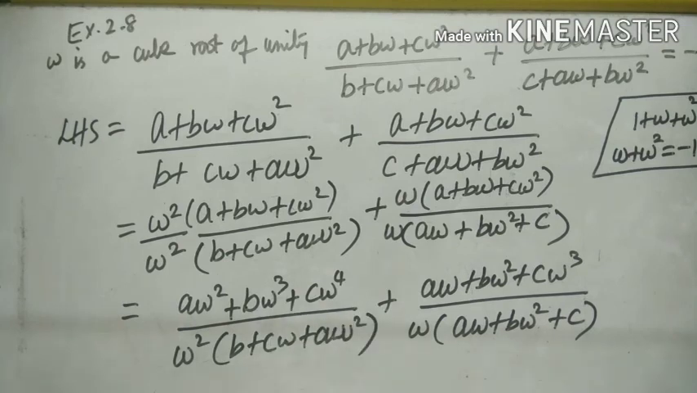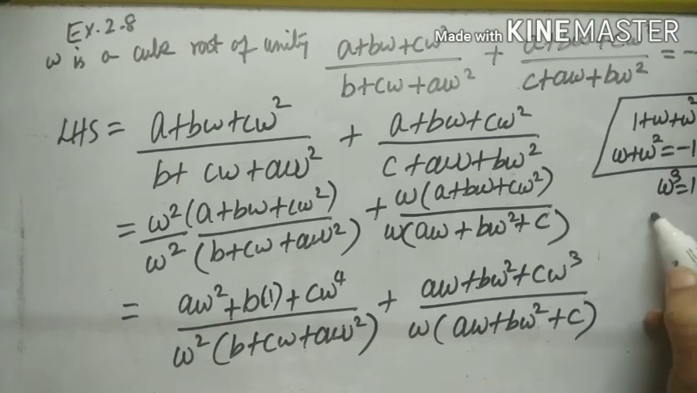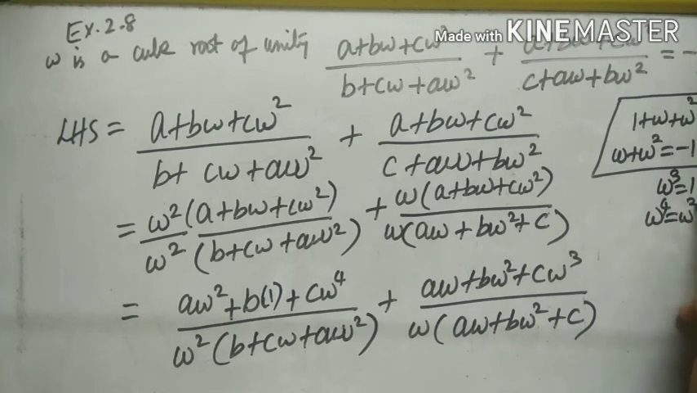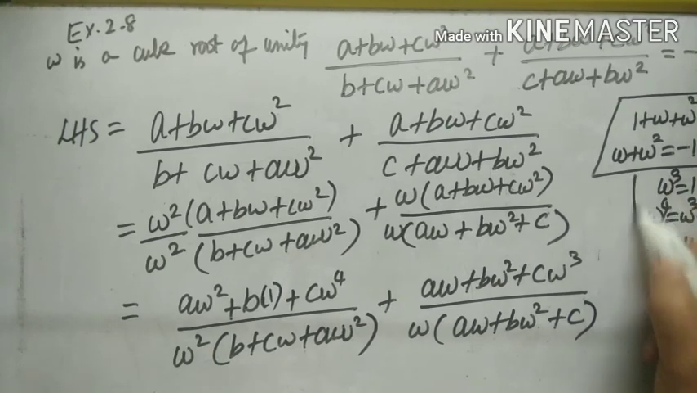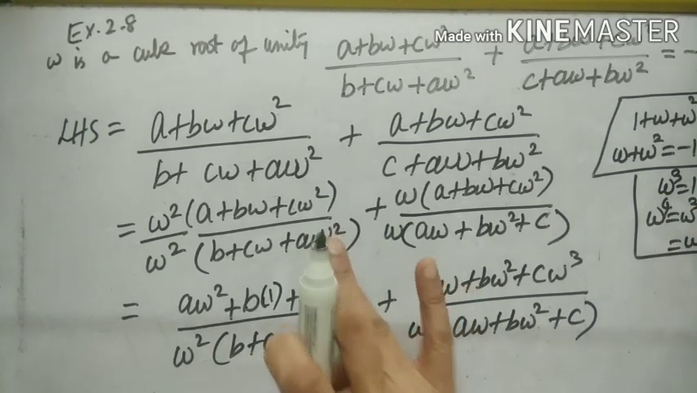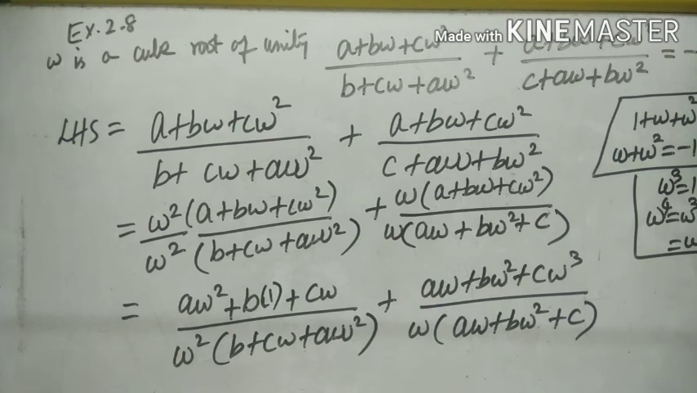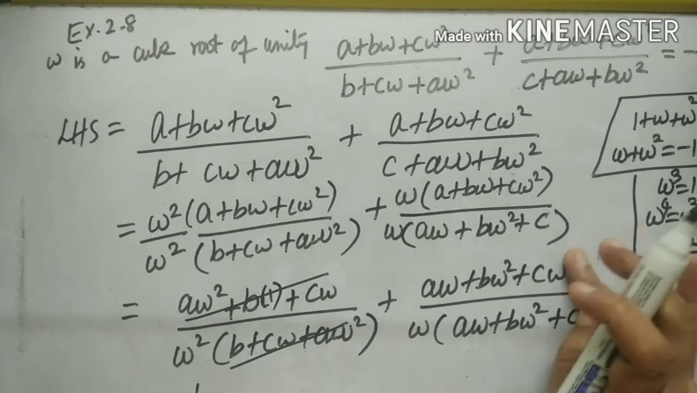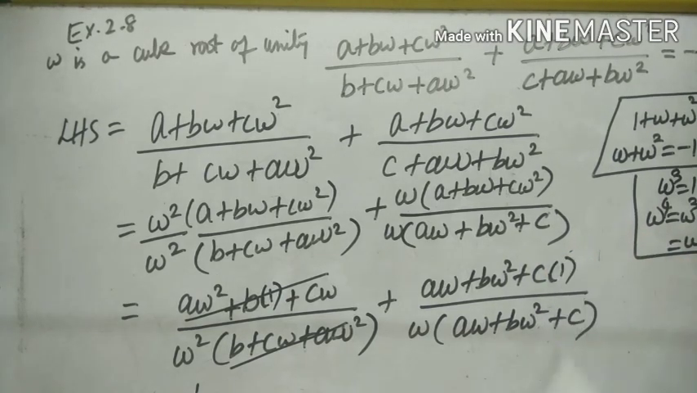Instead of omega cube, I can remember it is 1. So what is omega power 4? Omega cube into omega, that is omega. So wherever omega power 4 is coming, I can simply write omega. So you can cancel the two terms. I am left with 1 by omega square. Similarly, wherever omega cube comes, it becomes 1. So I can cancel these two terms. I am left with 1 by omega.